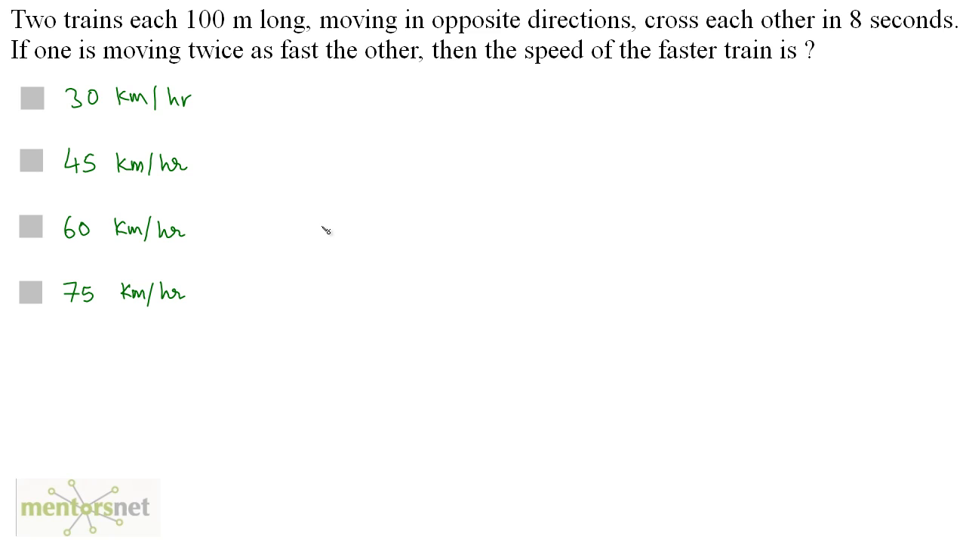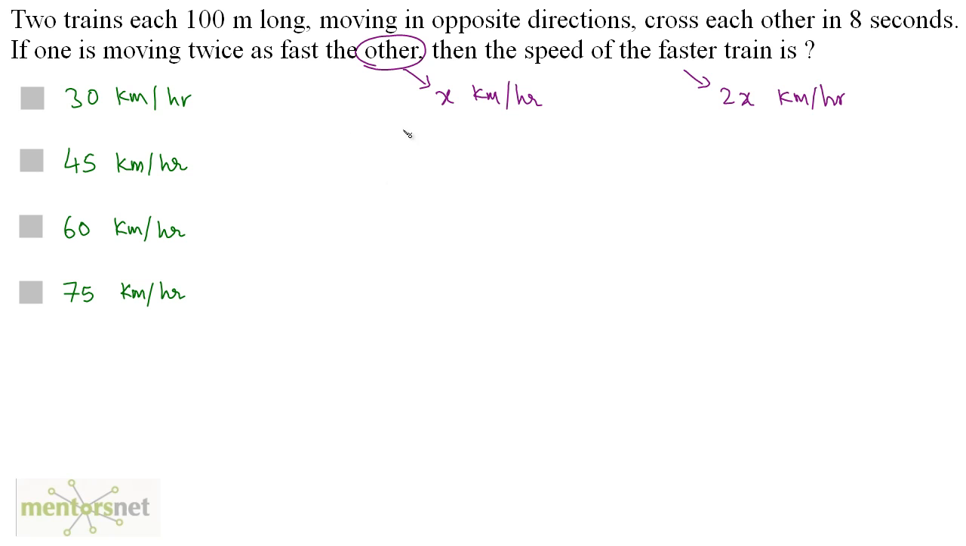Two trains, each 100 meters long, moving in opposite directions, cross each other in 8 seconds. If one is moving twice as fast as the other, then the speed of the faster train is? Well, let us consider that the other train's speed be x kilometers per hour. It is given that the faster train is twice as fast as the other train. So the speed of the faster train will be twice x kilometers per hour, right?